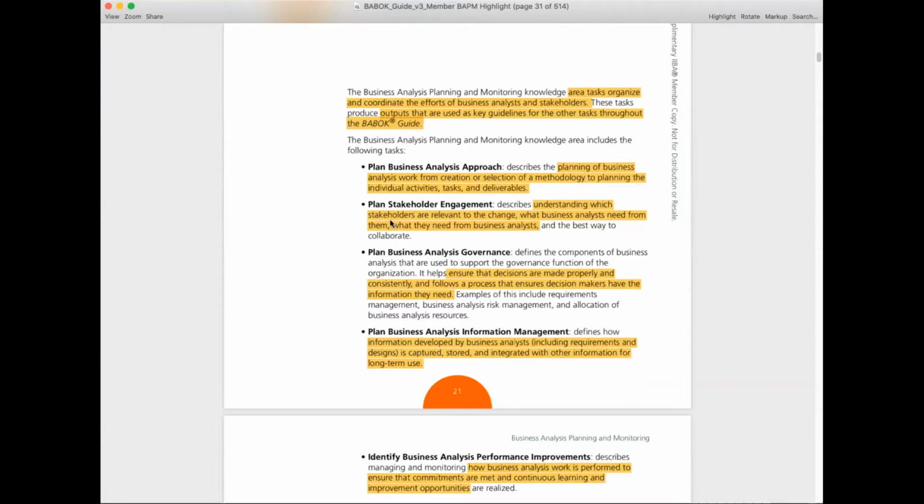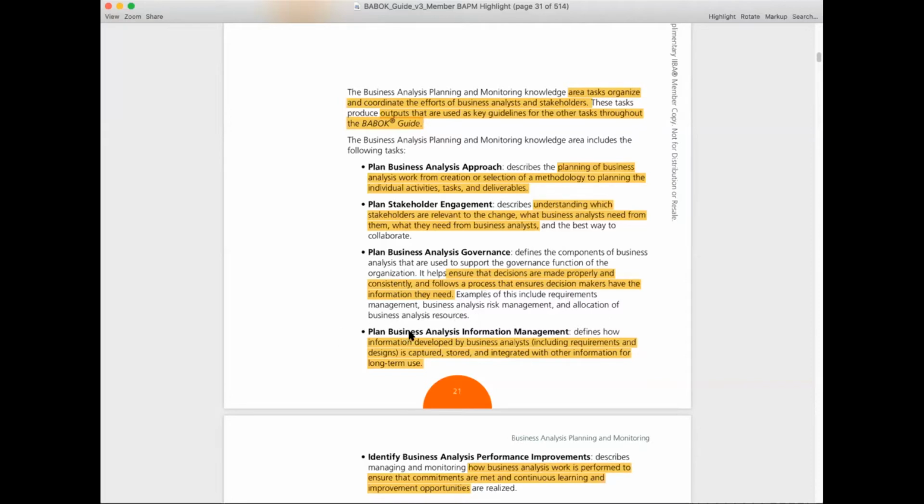Then plan stakeholder engagement describes the understanding of the stakeholders who are relevant to the change and what the business analyst needs from them, as well as what they need from us, in addition to how we're going to collaborate with them. And then we'll move on to planning business analysis governance, which is all about defining how decisions are made. So basically, we're ensuring that decisions are made properly and consistently and follow the process that ensures that decision makers have the information they need in order to make the most informed decisions.